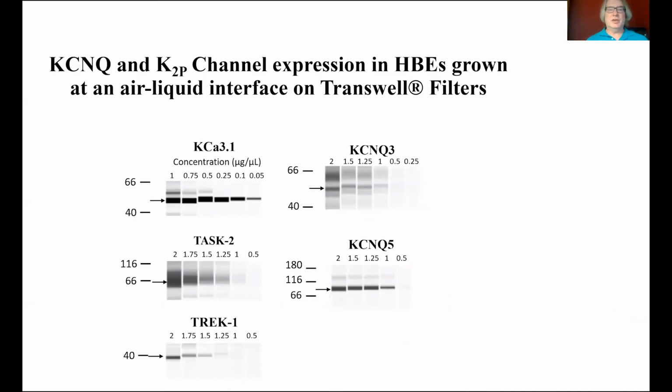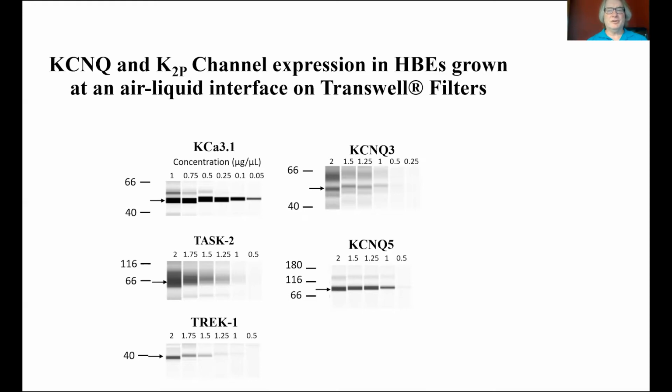So in our case, we wanted to confirm we could identify these channels, and after our electrophysiology experiments were done, we isolated proteins from the filters. Then Allie Vetter did these immunoblots to show expression first of KCa3.1, which is a channel we use as a control as we've studied it a great deal. She also was able to identify TASK2, TREK1, KCNQ3, and KCNQ5 based on proteins running at the apparent molecular weight consistent with these channels. So we were able to confirm expression of these channels.